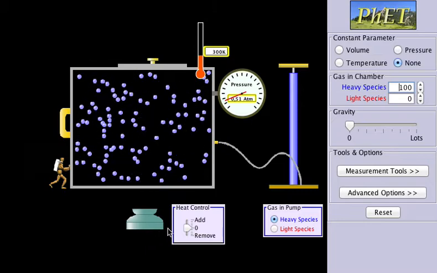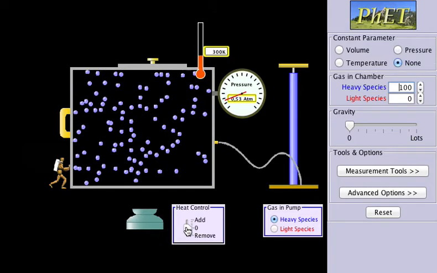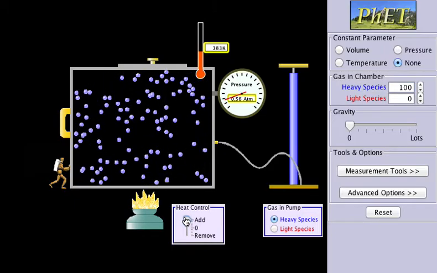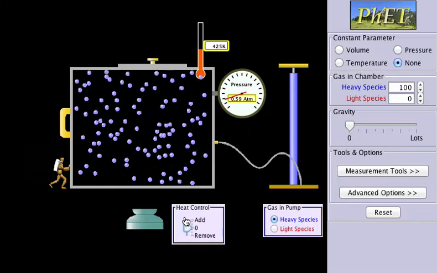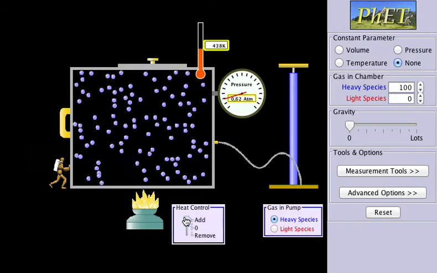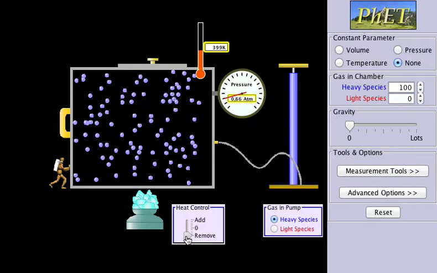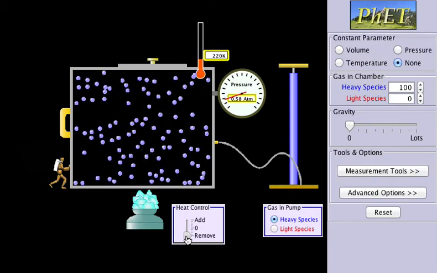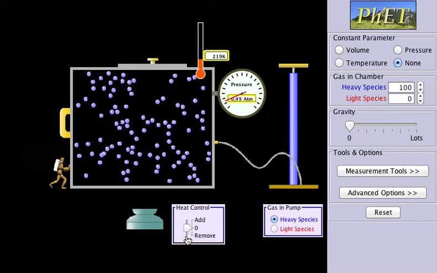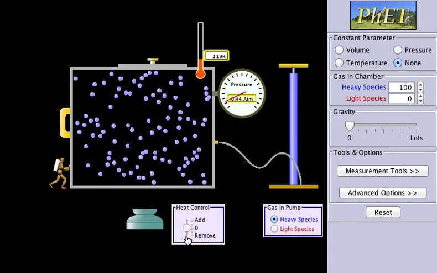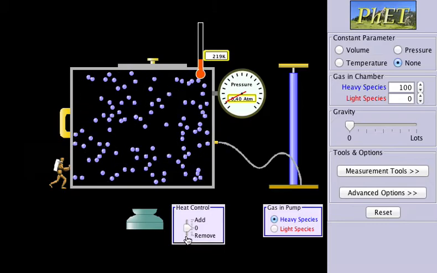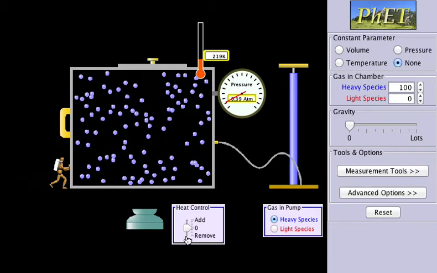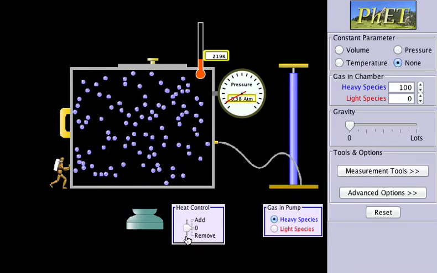Of course, we can act on heat control and add or remove heat. Added heat will make temperature and thus energy increase, while removed heat will make energy decrease. That's why we say that added heat is positive and removed heat is negative. But there is another way of changing the temperature without changing the number of molecules. Can you say what it is?